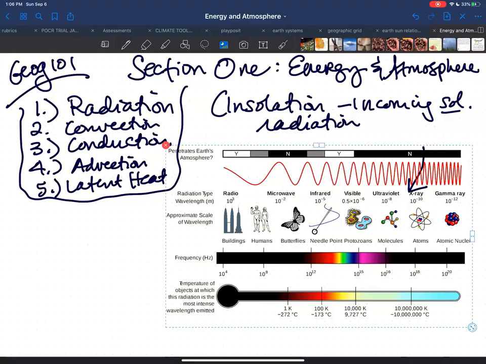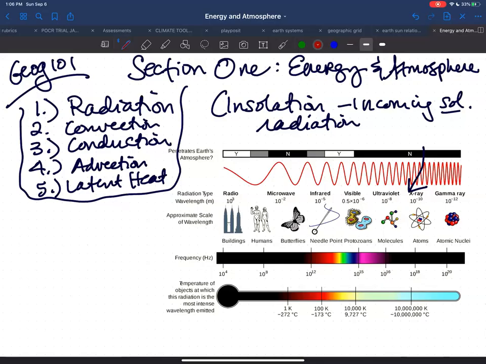So there's a couple components to this image here that I really want to point out. One is this temperature thermometer. It has Kelvin and Celsius. We're going to talk about temperature soon.